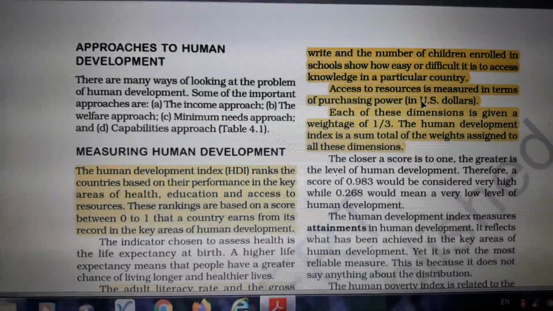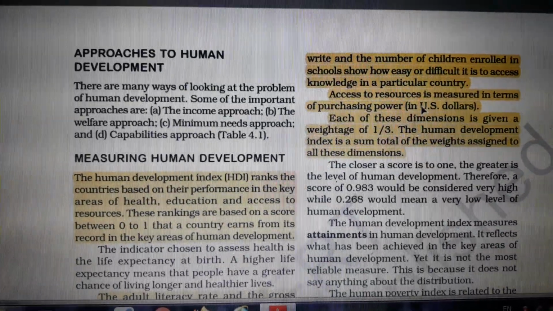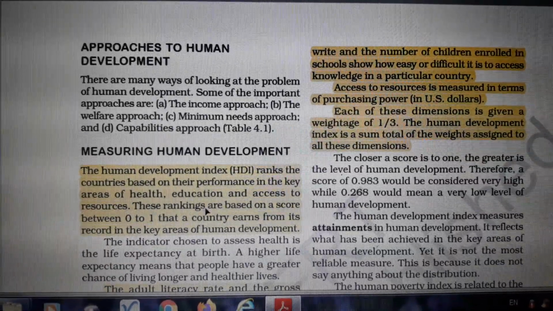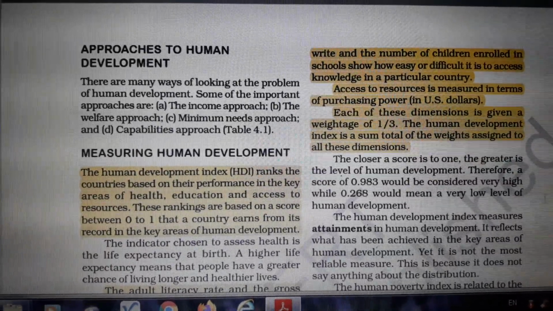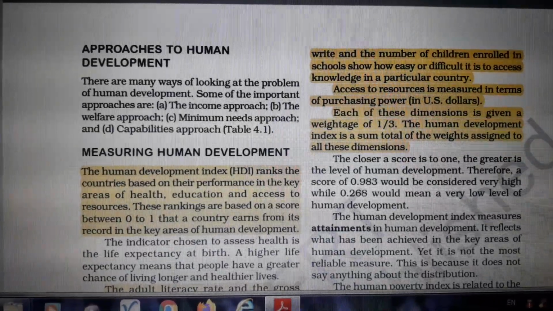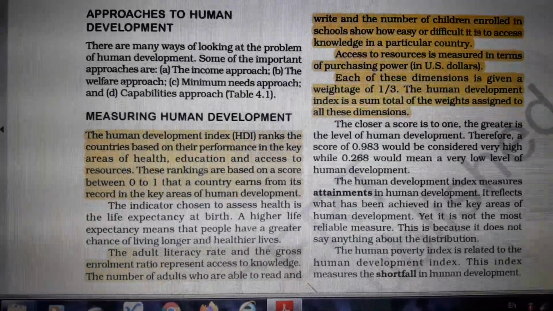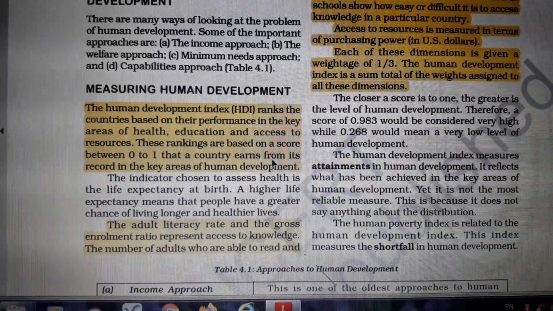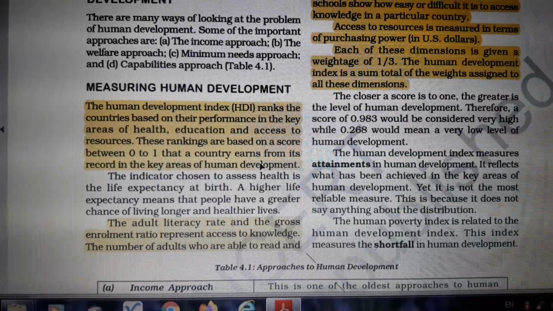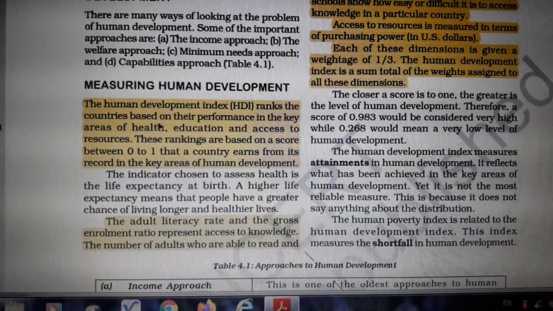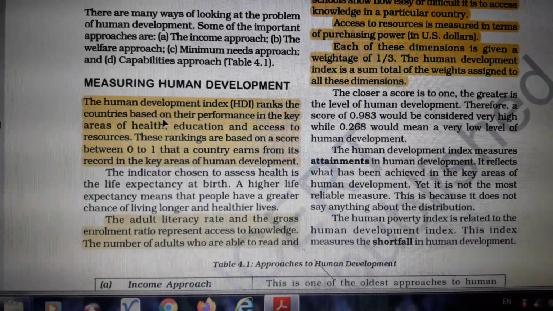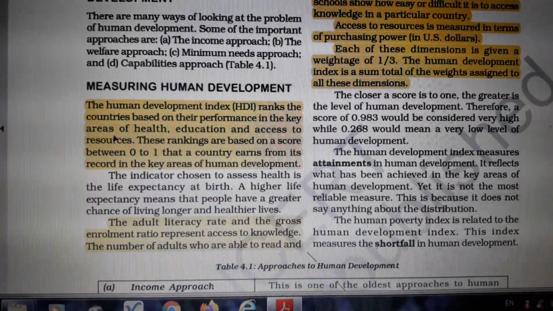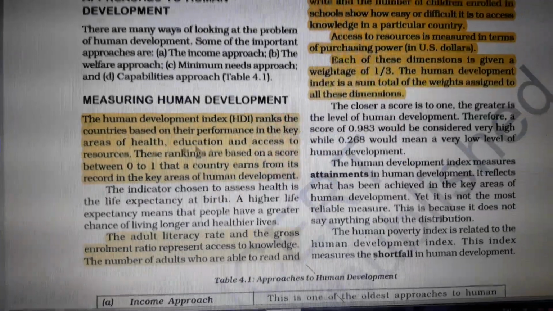Yes, children, what are the four approaches of human development? See the measure of human development. Here the detail is given; yesterday we discussed three important indicators. The main important thing is the Human Development Index, which ranks countries based on their performance in the key areas, the three indicators: health, education and access to resources.